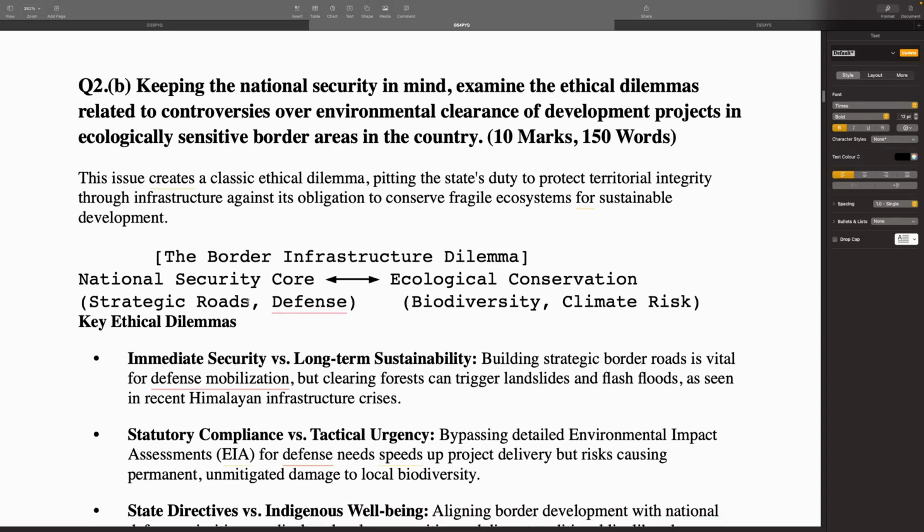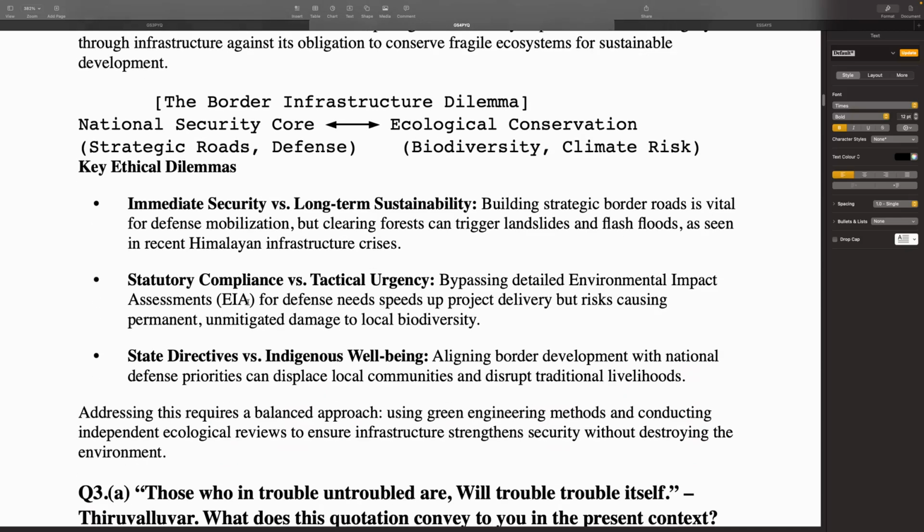Keeping the national security in mind, examine the ethical dilemmas related to controversies over environmental clearance of development projects in ecologically sensitive border areas in the country. This issue creates a classic ethical dilemma pitting the state's duty to protect territorial integrity through infrastructure against its obligation to conserve fragile ecosystem for sustainable development. This is the flow diagram, the National Security versus ecological conservation.